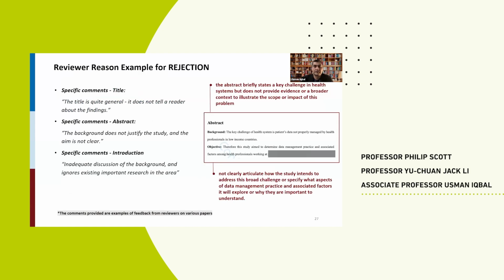So I will give you a few examples of reviews, and some of the comments, just to give you a flavor of how exactly reviewers provide feedback, which might be helpful. First, this template is an example of a rejection, where the reviewers raise some concerns. For example, there's an abstract, and you can see there are some comments from the reviewers, like specific comments on the title: that the title is not very clear. It's not really telling about the study and any findings or the key standings in that. And also the background does not really justify the study and the aims are not very clear.